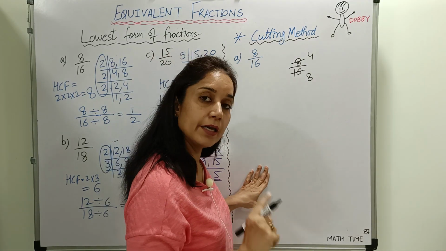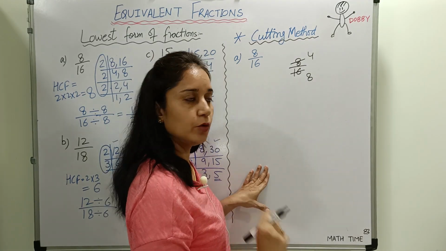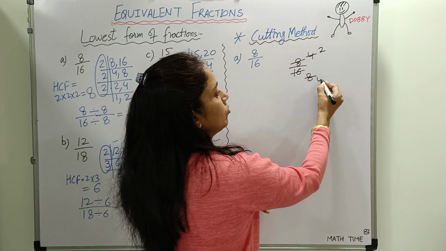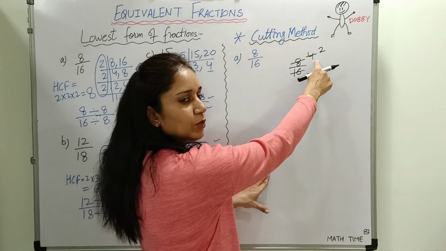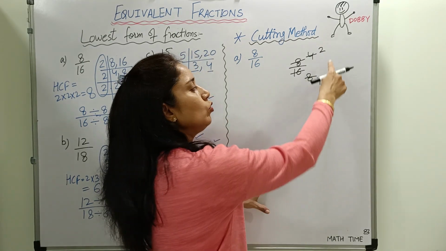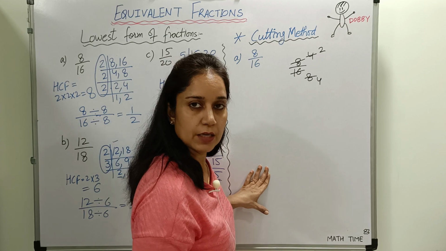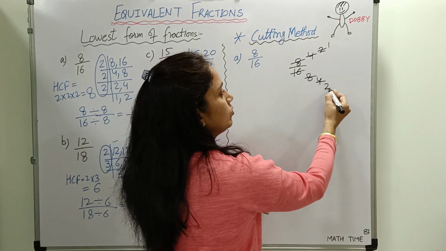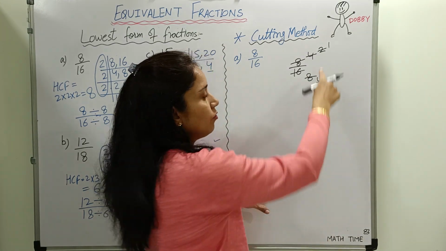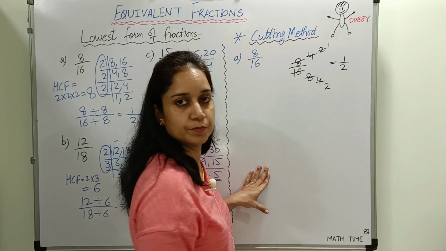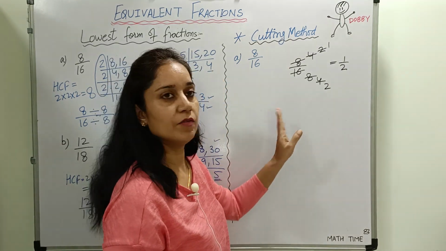4 upon 8, again even numbers, divisible by 2. Again table of 2, 2 2s are 4, 2 4s are 8. Second time numerator cut, second time denominator cut. Again 2 upon 4 are even numbers divisible by 2. 2 1s are 2, 2 2s are 4. Now 1 upon 2 is the final answer which cannot be cut further. So this is how we have done the cuttings.